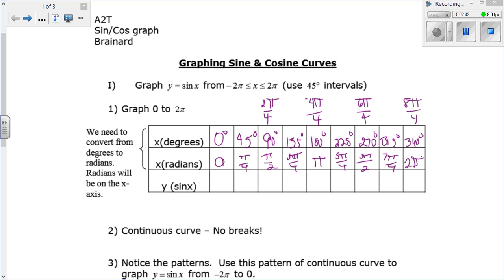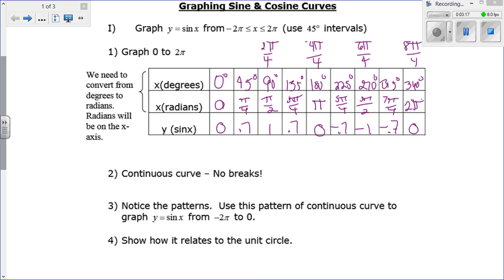The sine of 0 is then 0. The sine of 90 we know is 1. Sine of 180 is 0. Sine of 270 is negative 1. Sine of 360 is back to 0. The other values I will have to use a calculator for, but to save us time, I will just tell you that's 0.7, this is 0.7, this is negative 0.7, and another negative 0.7. So when you graph a sine curve, it's a continuous curve. There are no breaks.